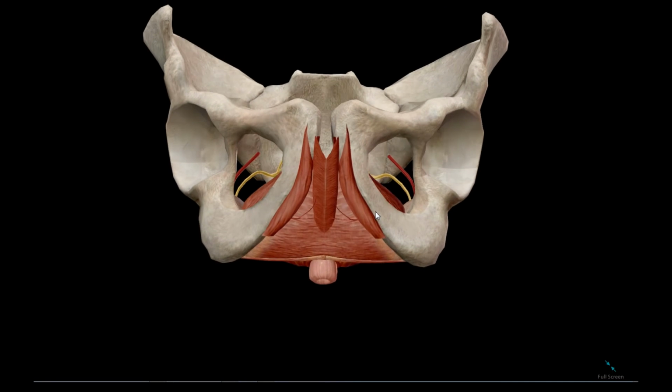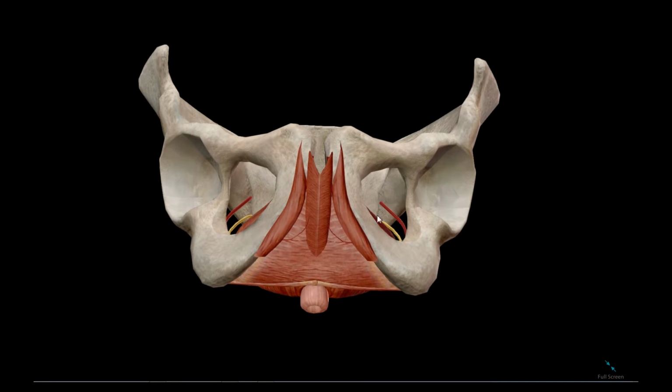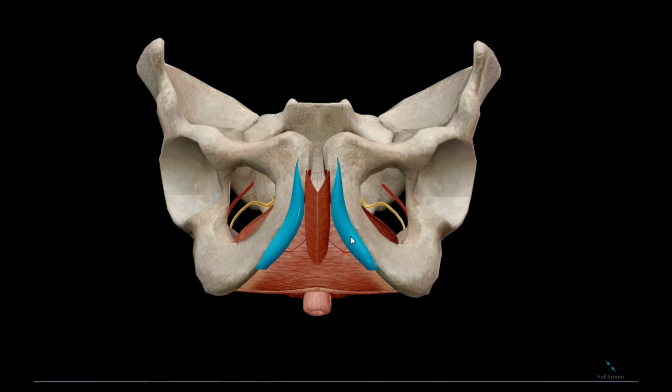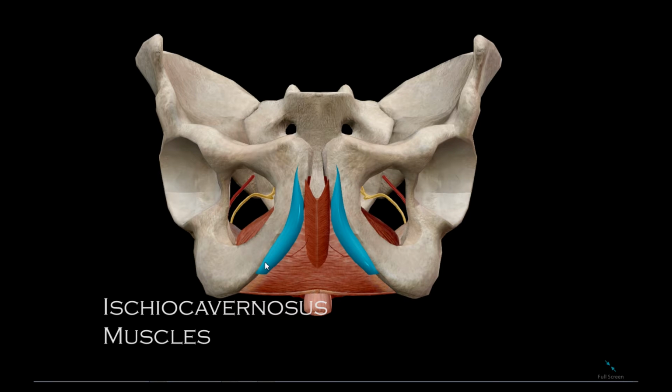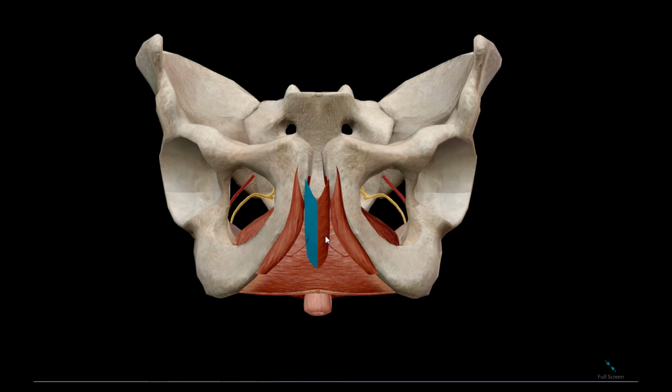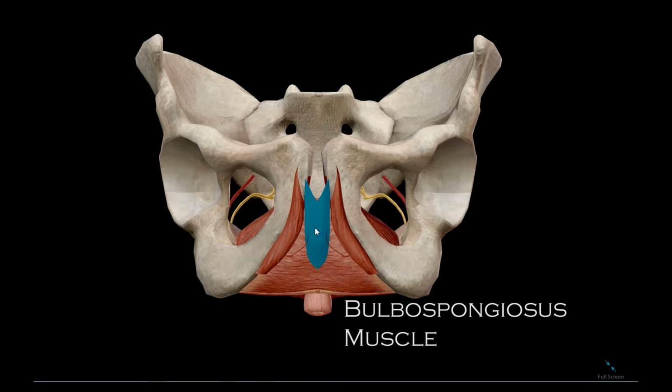This is the male model, but the female model is very similar. These muscles are the ischiocavernosus muscles. And this muscle, which in the female actually splits around the vagina, is called the bulbospongiosus muscle.